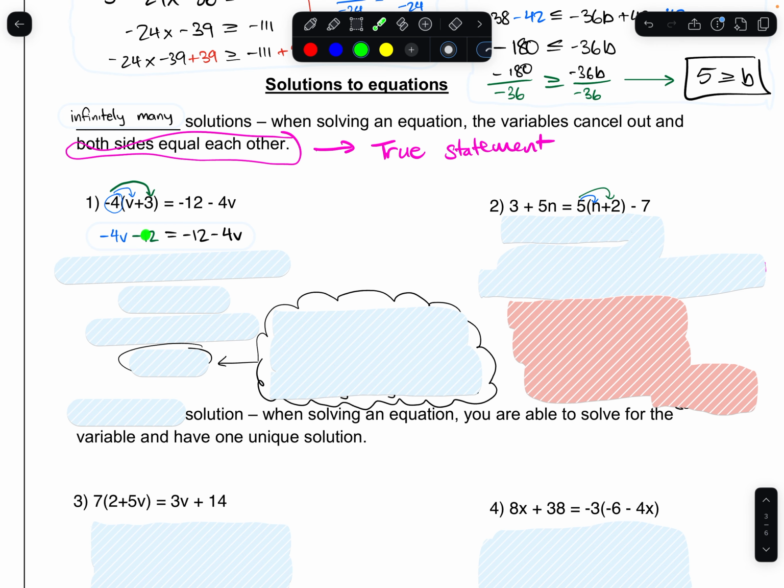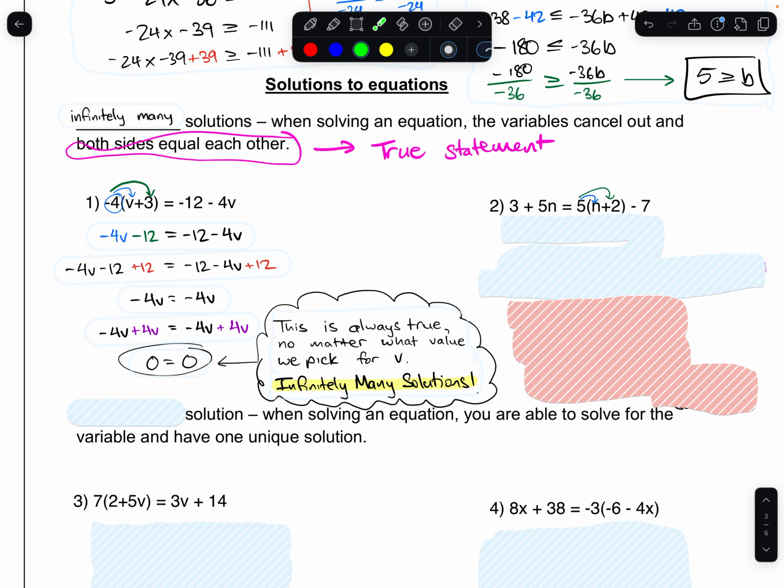So when we distribute, we should get this. There's no like terms to combine, so let's get all the terms with the variable on one side and all the constants on the other. I chose to add 12 to both sides. Uh-oh. When I do that, I get negative 4v equals negative 4v. And again, I could try to get all the variables on one side, so I could add 4v to both sides to cancel out the left side and get 0, but it actually cancels out both sides this time. We get 0 equals 0, and that's the true statement I'm talking about.